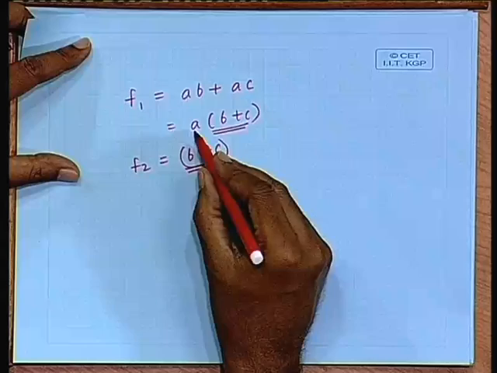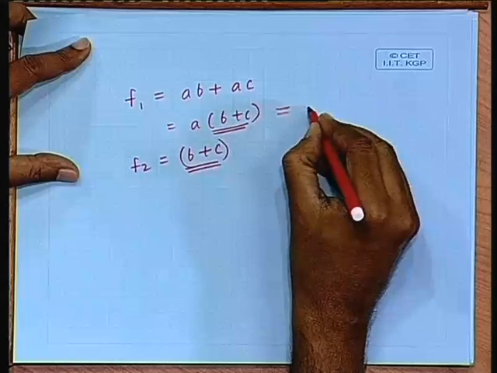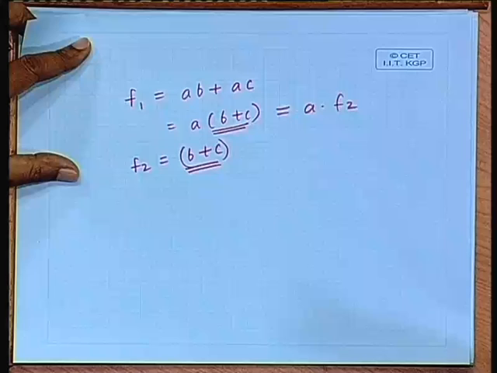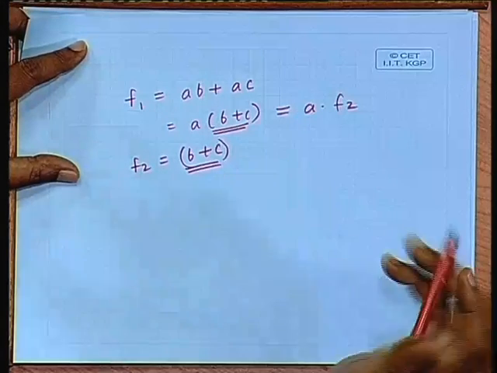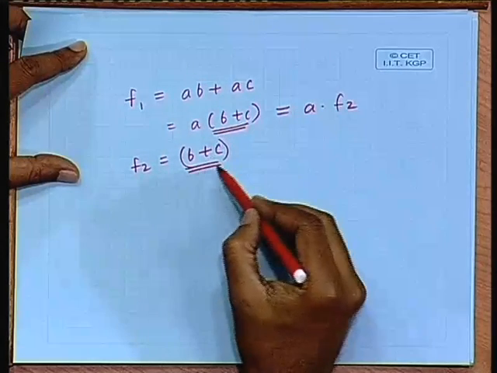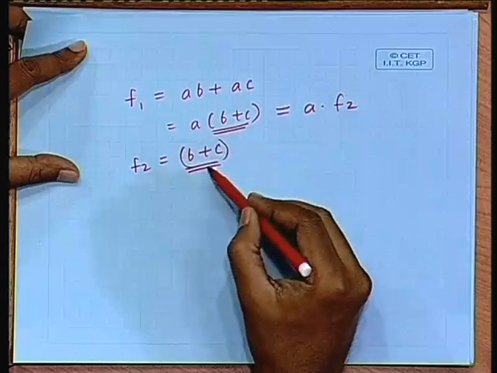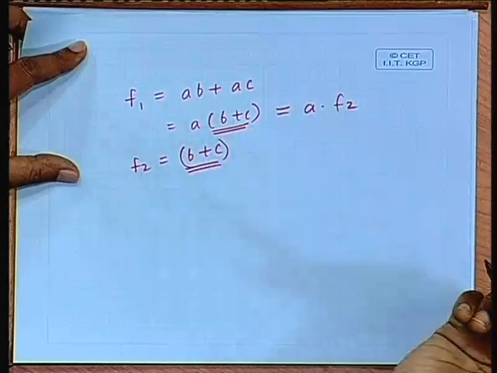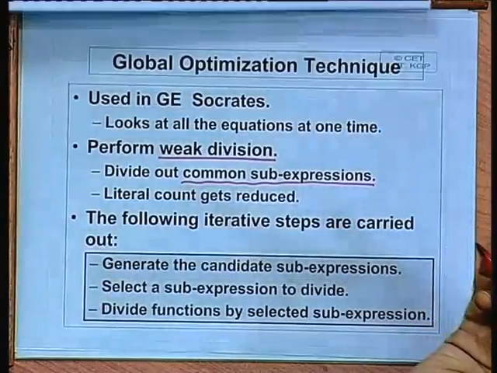This F1, instead of writing A into B plus C, I can simply write A into F2. So I can save one OR gate, right? So the idea is this, that if you can identify the common sub expression, you evaluate it only once using gates, and you use it in the other place. So you can save on the hardware.